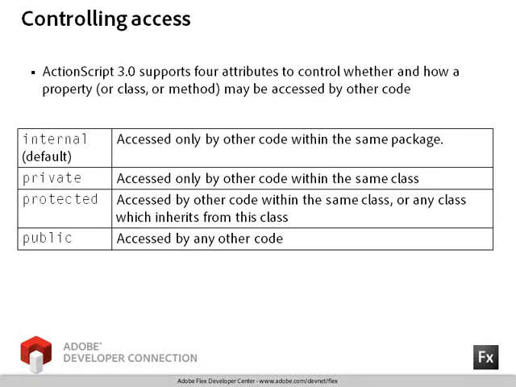the components directory. A private modifier declares that the property can only be accessed by code in the same class. A protected modifier declares that the property can only be accessed by code in the same class or any class which inherits from this class. Lastly, the public modifier defines that the property can be accessed by any other code.